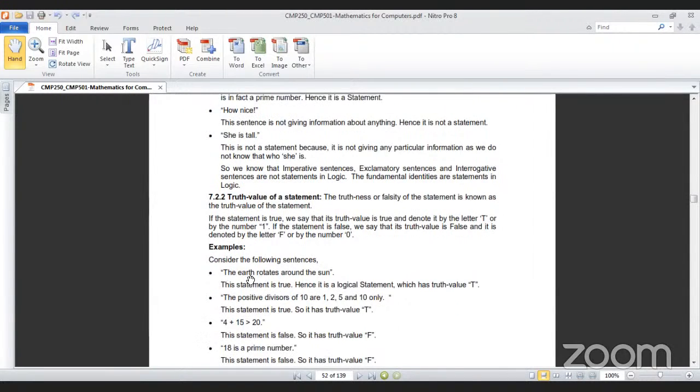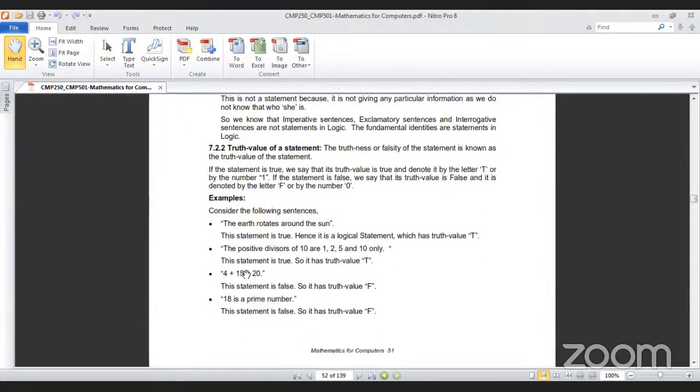So now we are going to discuss the truth value of a statement. Let's take the above example. The earth rotates around the sun. We know this statement is true. Therefore, it is a logical statement and it will have a truth value of T, that is the capital T.